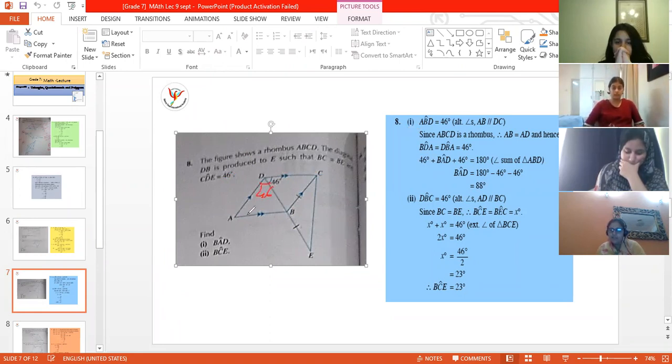Why? Because AD equals AB. If AD equals AB, which means that if this is 46 degrees, this will also be 46 degrees. Right? Now, if this is 46, this is 46, you have to find BAD. You have to find this triangle with the help of the sum of angles of a triangle equals 180 degrees. You can solve this part.